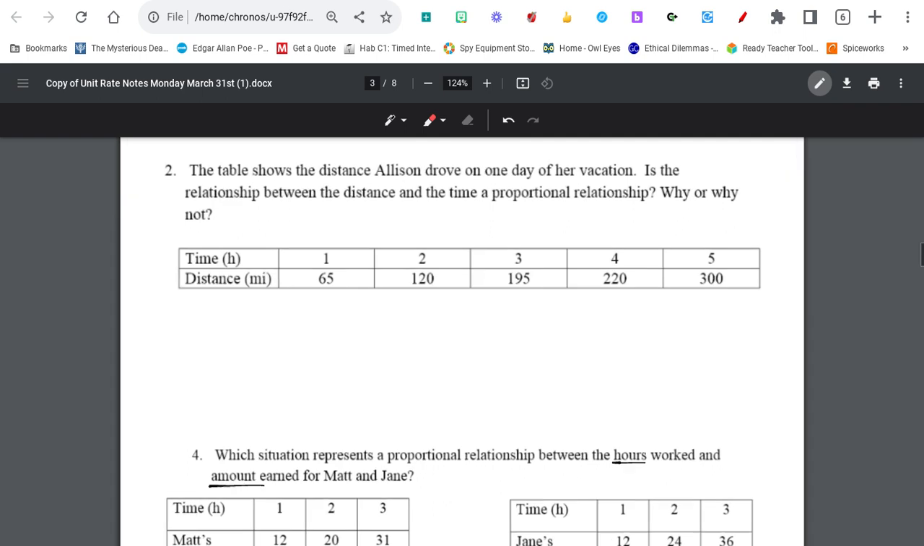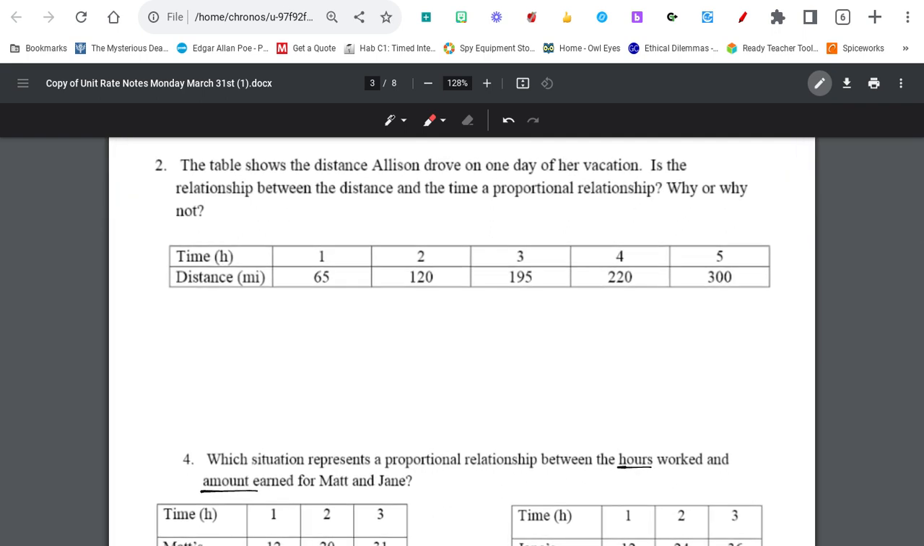All right, if you take a look at number 2, it says the table shows the distance Allison drove on the day of her vacation. Is the relationship between distance and time proportional? So I just figure out which one is X and which one is Y. Well, time has to go by first before you can drive any distance. So time is your independent variable. Time down here is in terms of hours. I'm going to put that as X. And distance is your dependent variable, and your dependent is going to be labeled as Y. So miles is Y. Hours have to go by before you can drive any miles, okay? So you can't go anywhere without time passing.